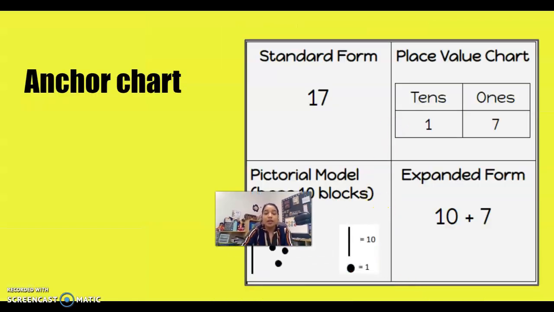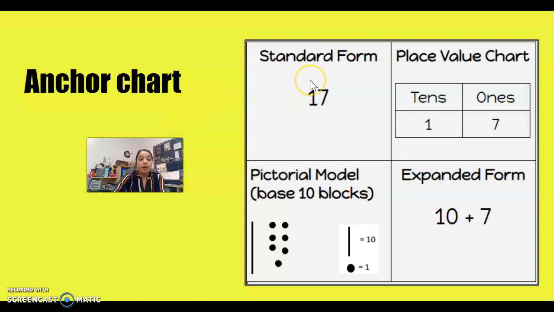Let's also look at our anchor chart. So we also learned how to make a 4 square. So in our 4 square, we have standard form, which is just the number, the digits, 17. Our place value chart, which tells us how many tens and ones a number has. So this one has 1 ten and 7 ones. Our pictorial model, where we draw our blocks. So we draw tens longs and we draw our ones.